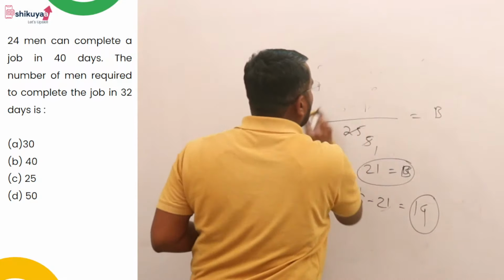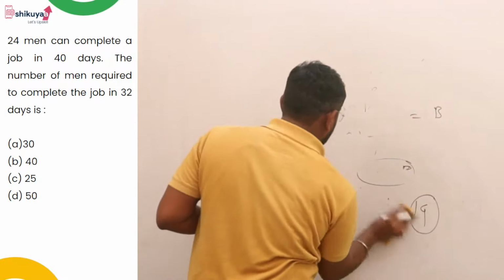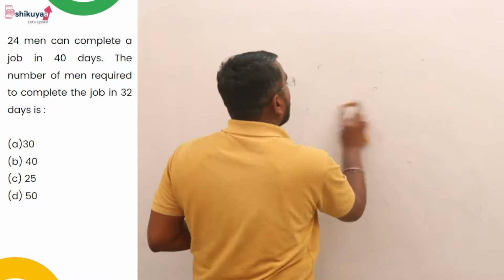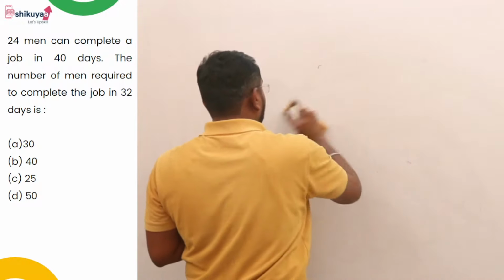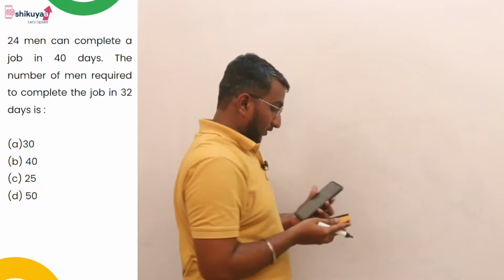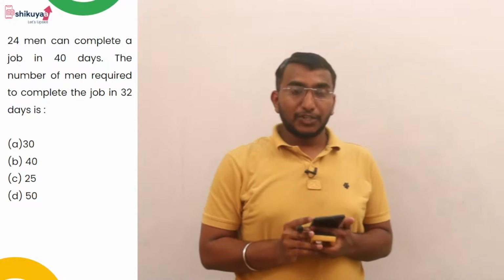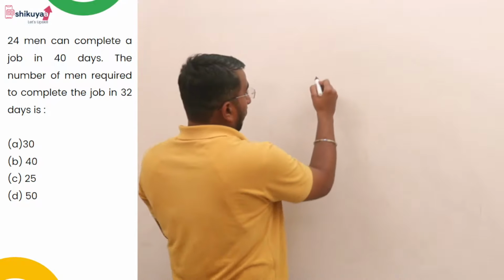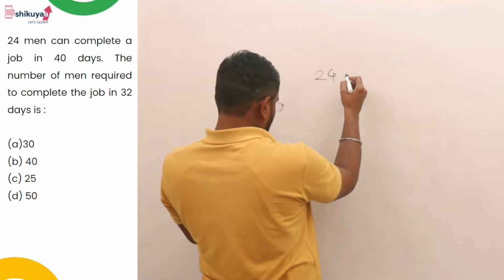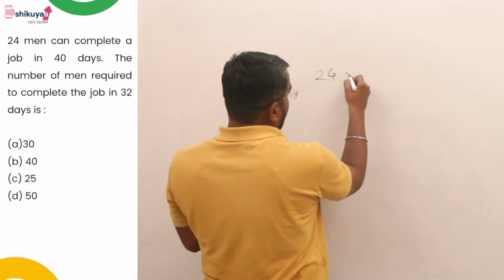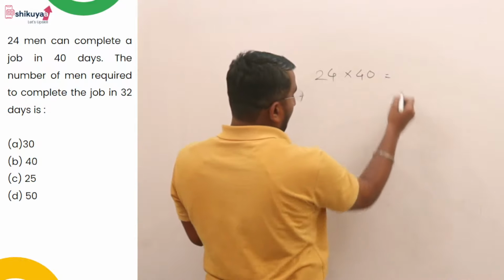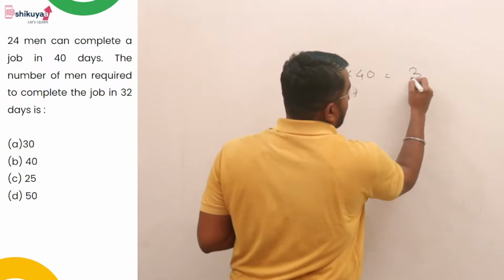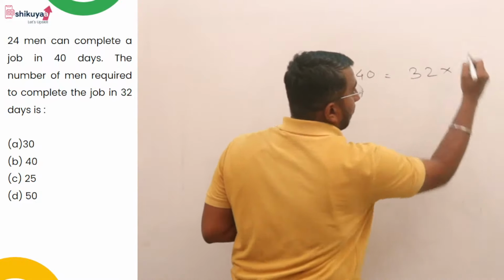Now all these problems are very simple. They will be asked in the foundational sections of the numerical ability of TCS. You have to just check out the right method which will take you to the precise answer. Problem number 9, 24 men can complete a job in 40 days. The number of men required to complete the job in 32 days?